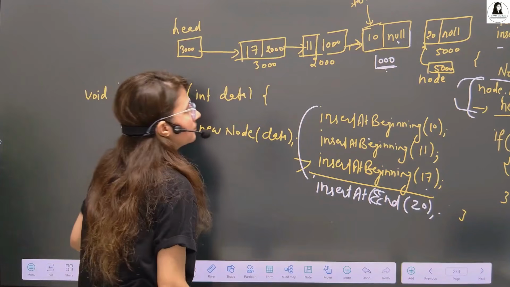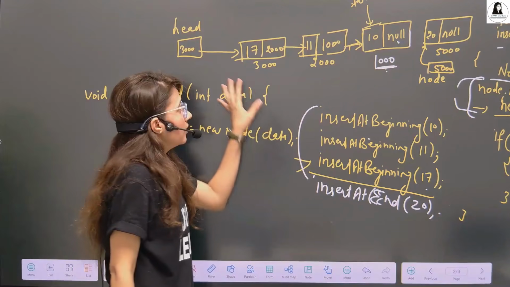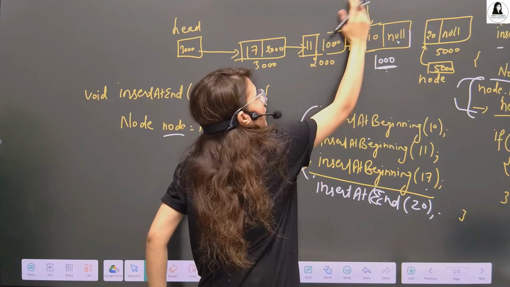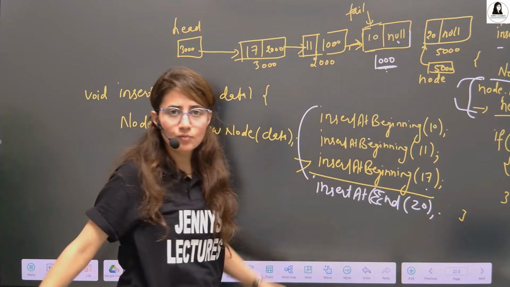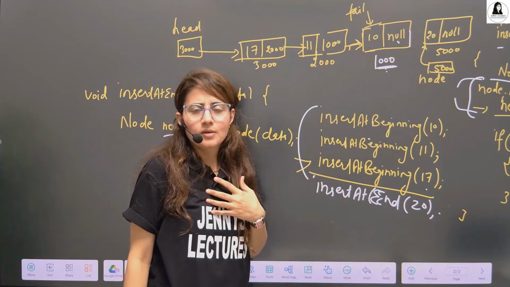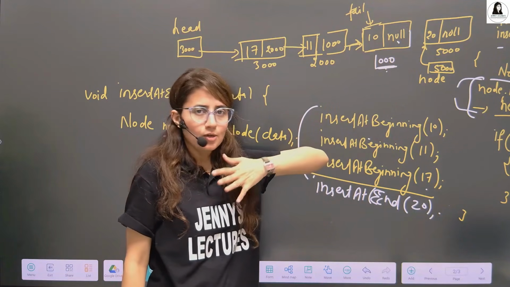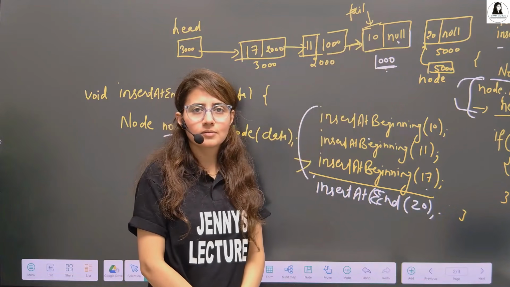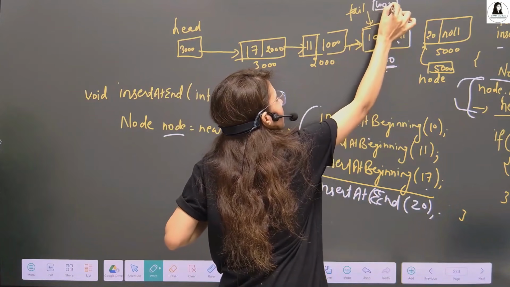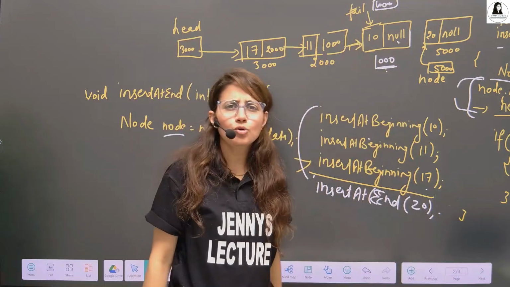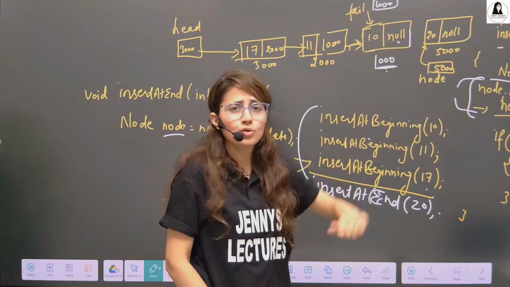Now I want to insert here. What do you do? Two cases are there. If you have tail, and that's why in the previous insert at beginning, we have our own tail reference or pointer that is pointing to the tail. So in this case, I am having my tail, which is 10,000. So I can directly go to this tail. Obviously, a tail is the last node. So after this, I want to insert.